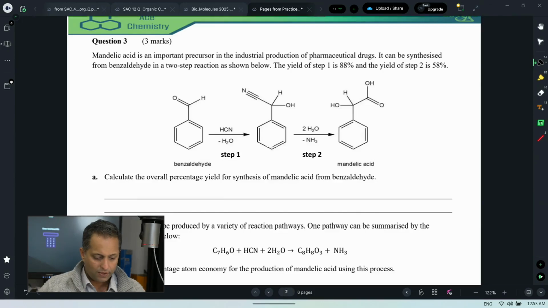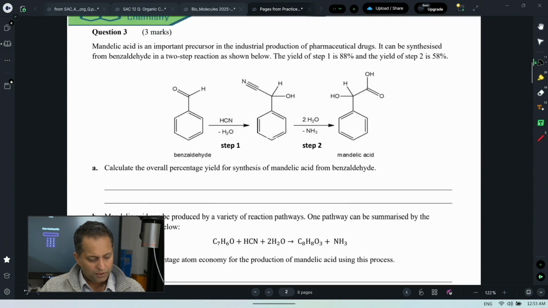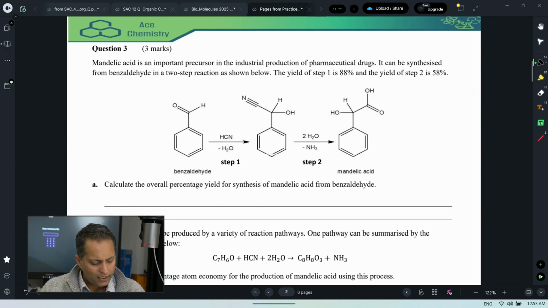Hello, we are here to do question 3 now. Okay, let's start with question 3. This question 3 is a 3 marker. I think it's a simple question. What do you have to do here? You just have to calculate the overall percentage yield.